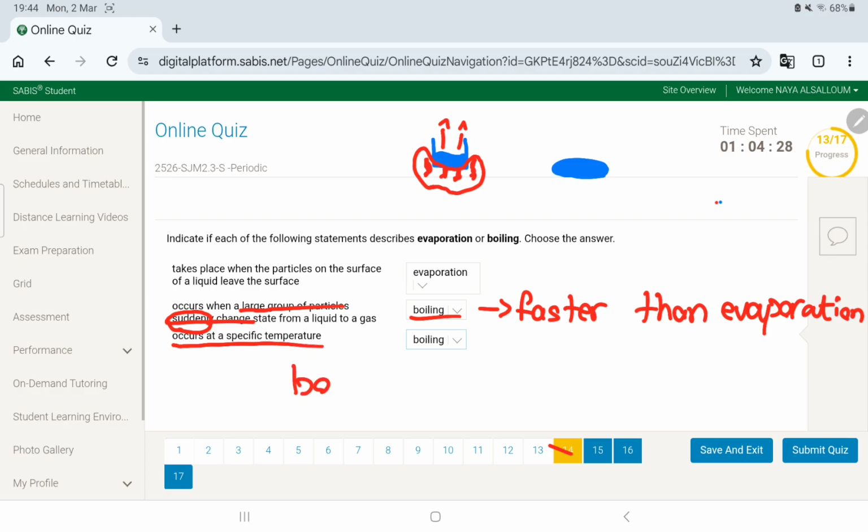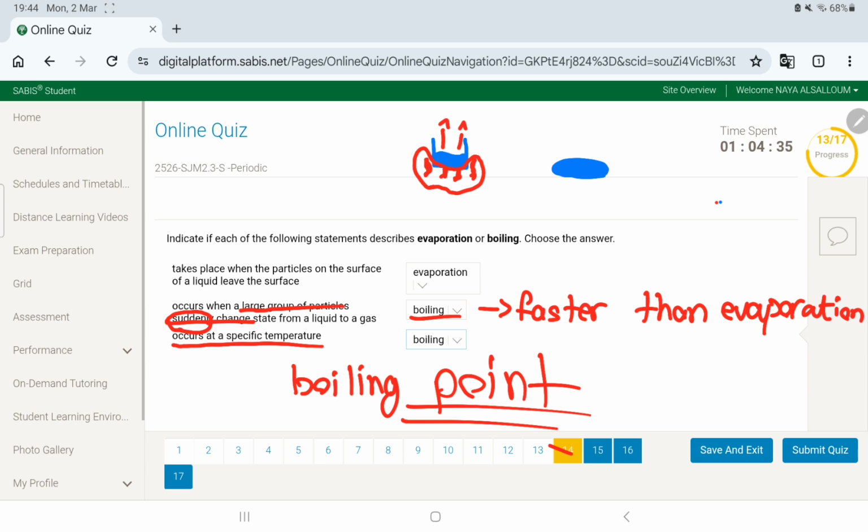Once again, how do I think about it? Boiling points. And what's the point of something? A point is a specific, like temperature, let's say in this case.